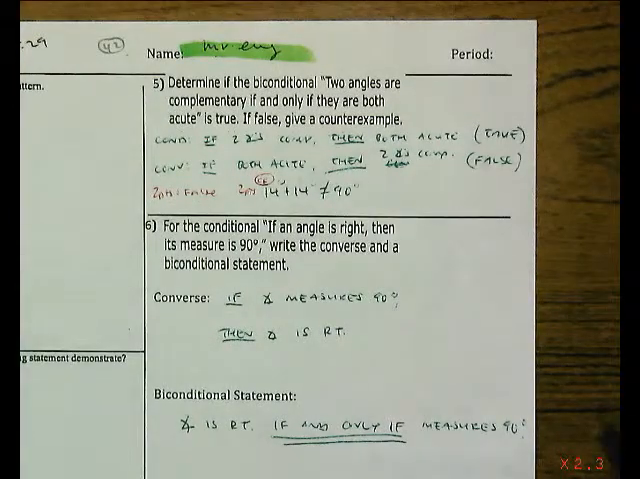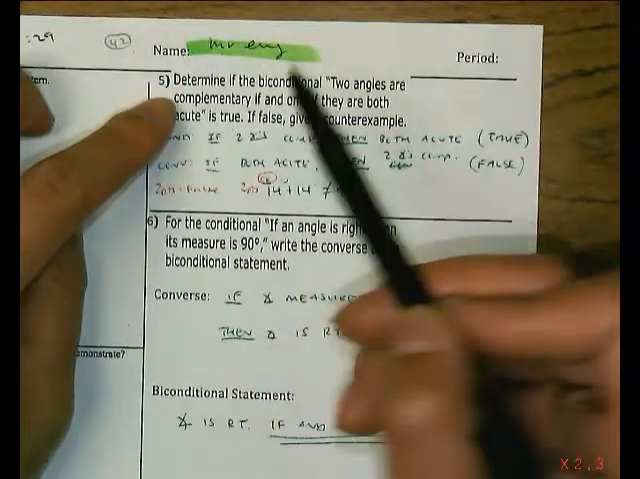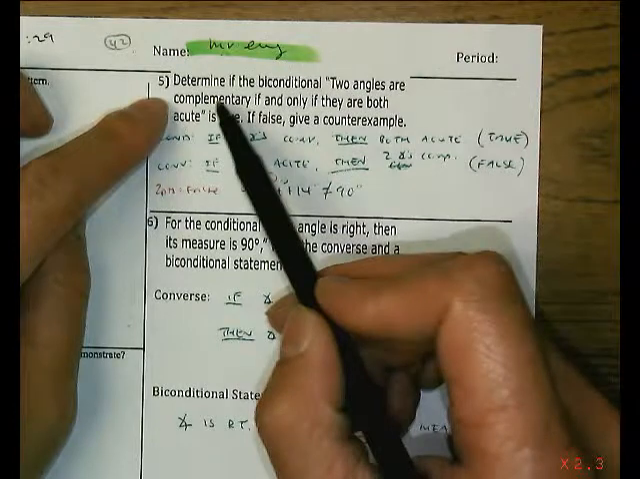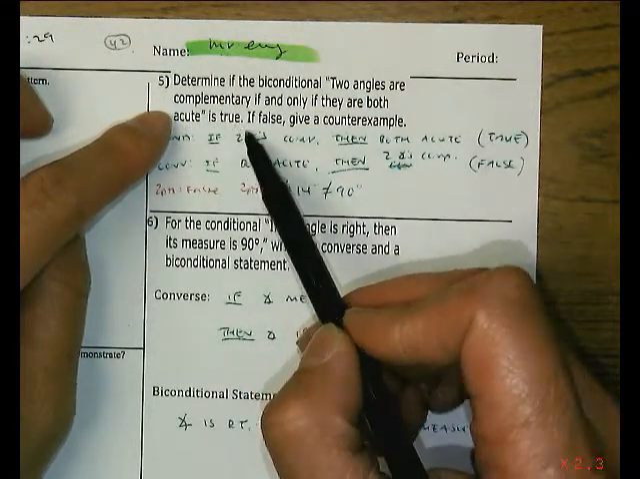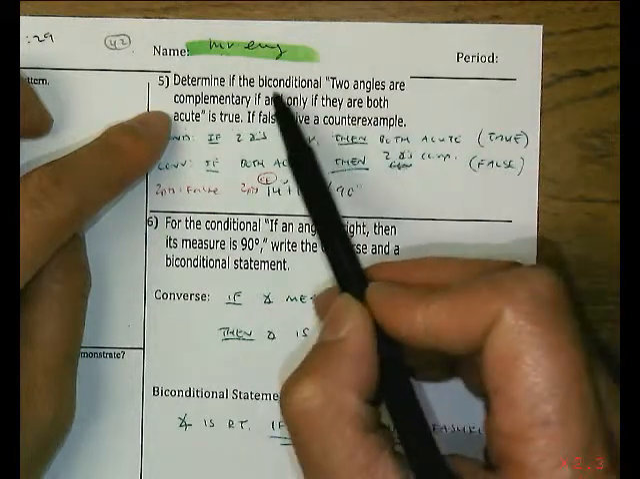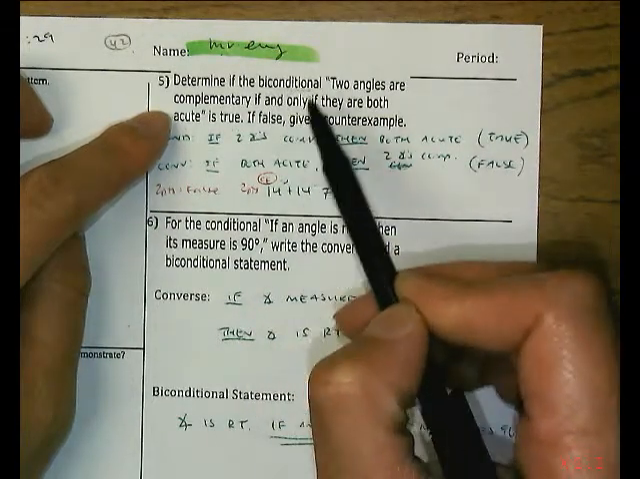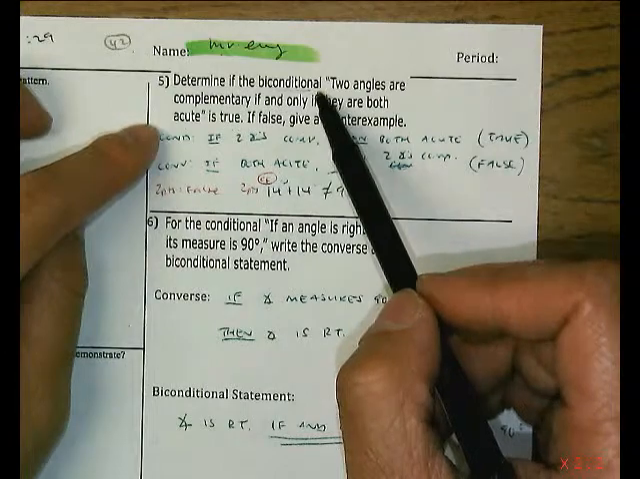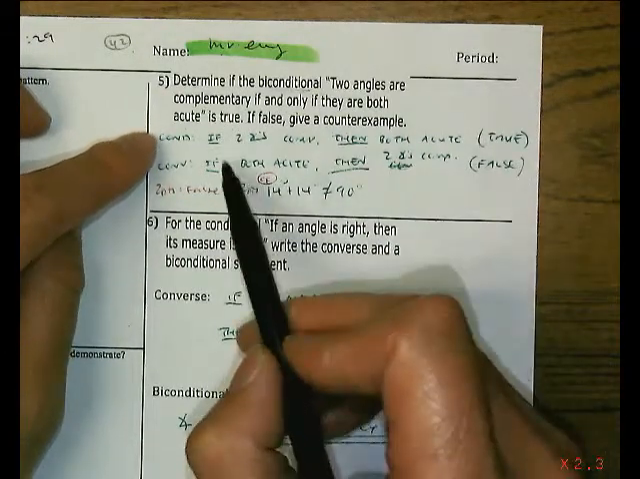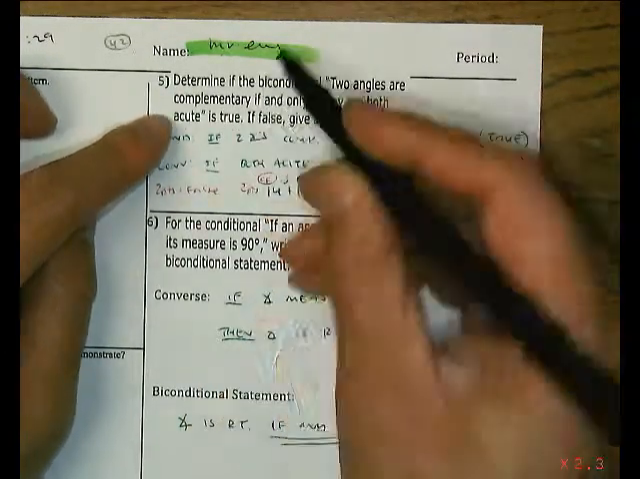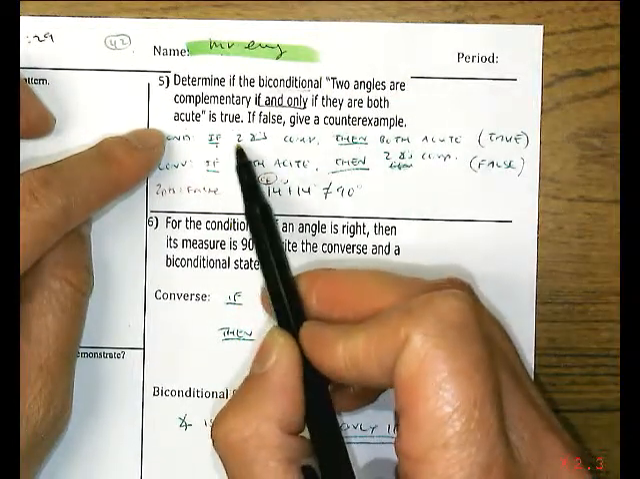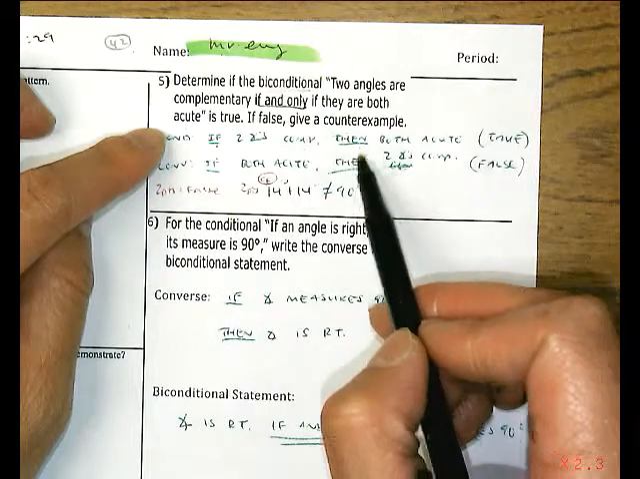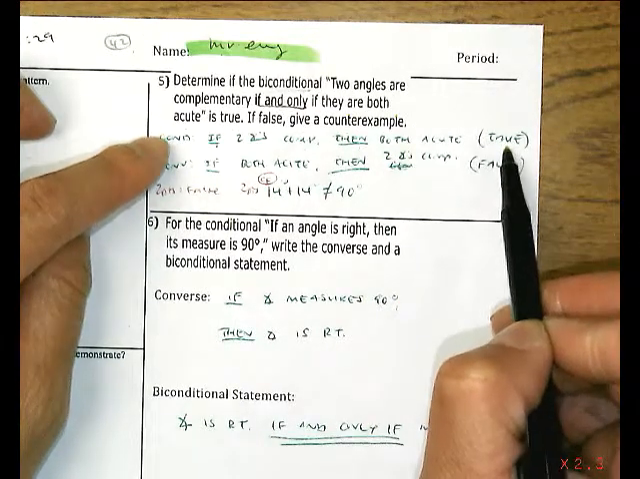Question number 5, determine if the biconditional, so it's telling us in quotations, 2 angles are complementary if and only if they are both acute, is true. If false, provide a counterexample. So in order for a biconditional to be true, both the conditional and the converse have to be true. For the conditional, I just take out the words if and only if, and add the words if and then. If 2 angles are complementary, then they're both acute. That is true.